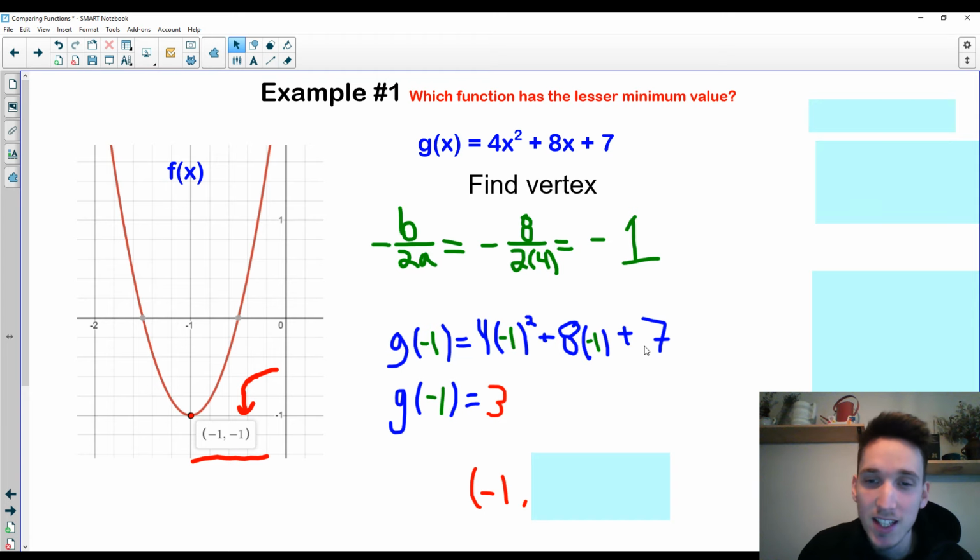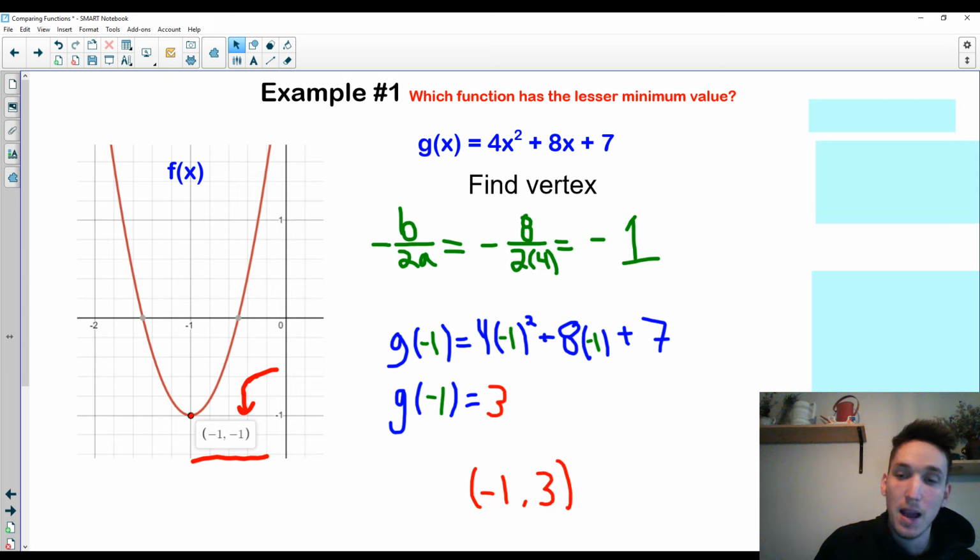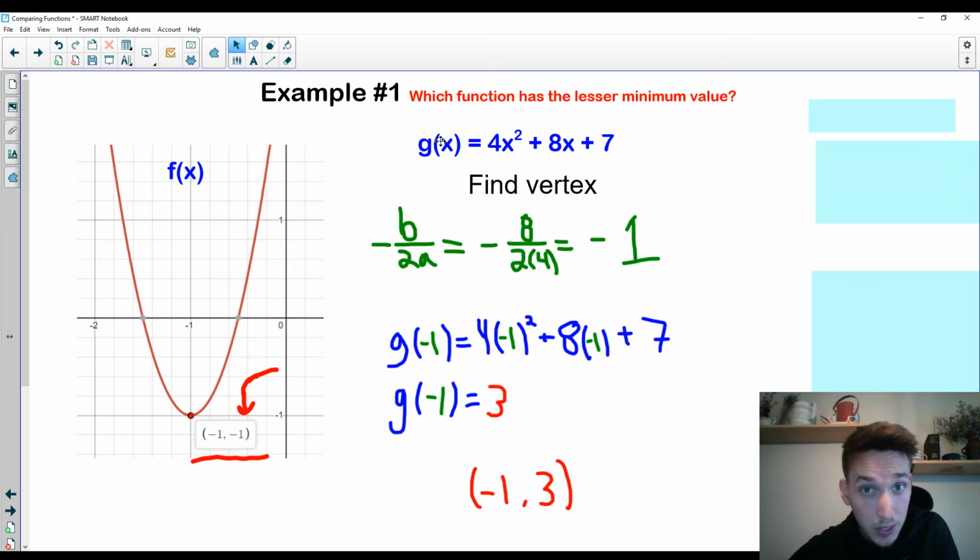When you evaluate this in the calculator, you get g of -1 equals 3. That means we found the x value of the vertex is -1 and the y value is 3. So this is my vertex for g of x. Do we have everything we need to answer the question? I think we do. So which function has the lesser, or the lowest, minimum value?